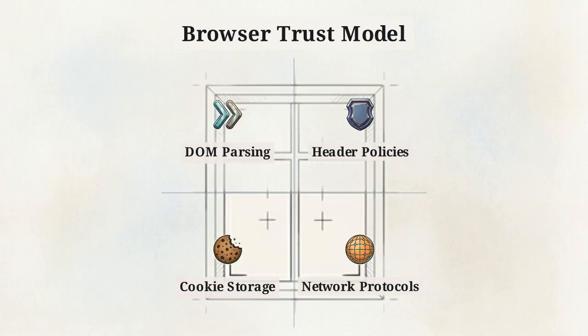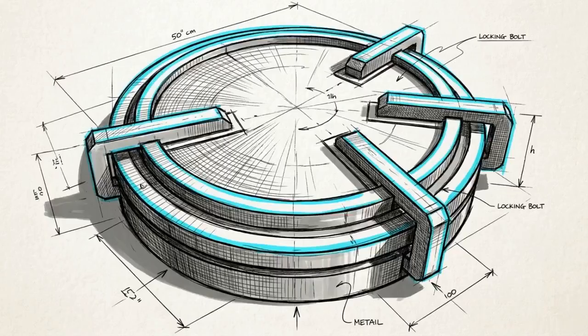When a page loads, data moves sequentially, hitting the network quadrant, validated by header policies, retrieving credentials from cookie storage, and finally interpreted by DOM parsing. These 4 handoffs define the perimeter of browser security. Mastering them allows us to build systems that maintain integrity even when handling untrusted data.